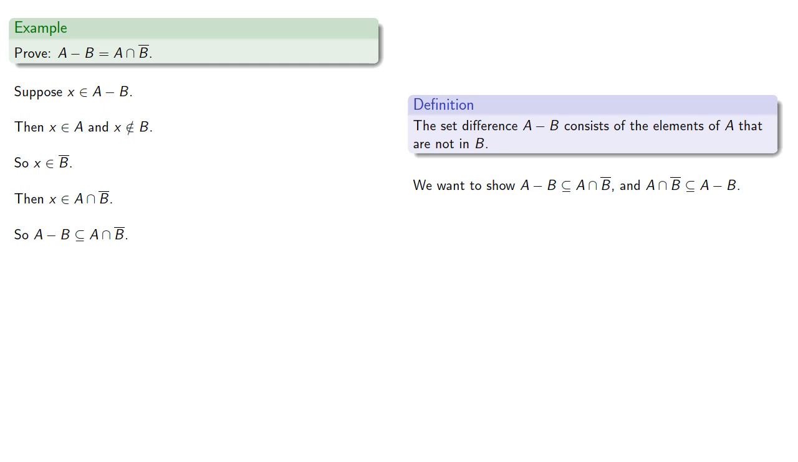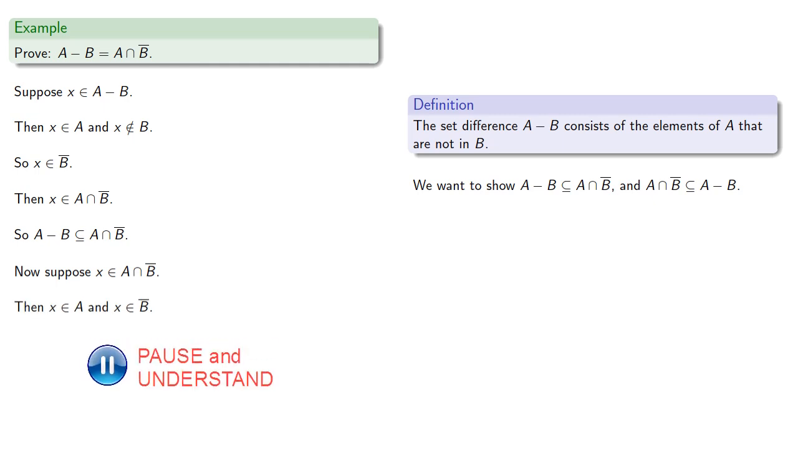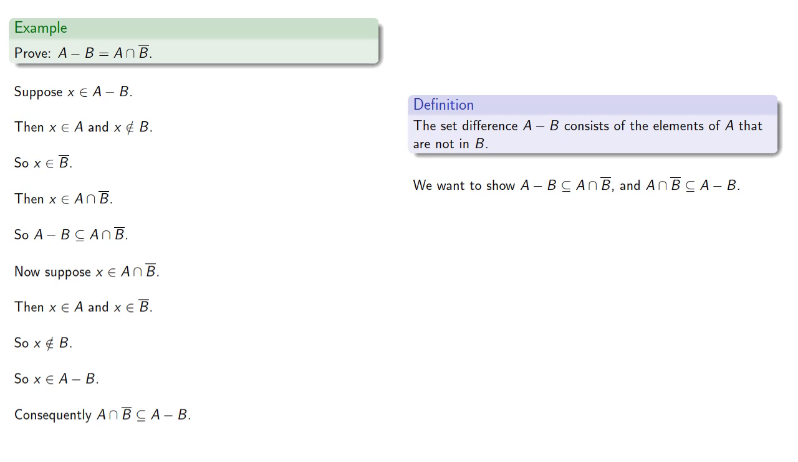Now let's work the other side. Suppose that X is in the intersection. Because it's in the intersection, it has to be in both sets. And because it's in the complement of B, that means it's not in B. And so it's in A and not in B. And so by the definition we're using, it's in the set difference. And so the intersection is a subset. And now the two sets are subsets of each other. And so they are equal.